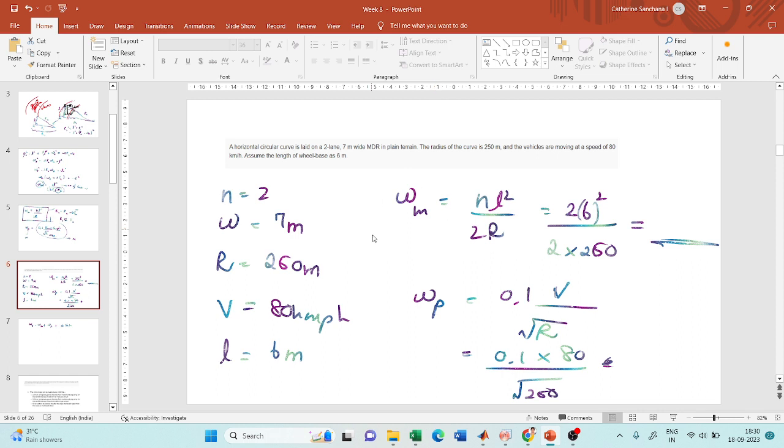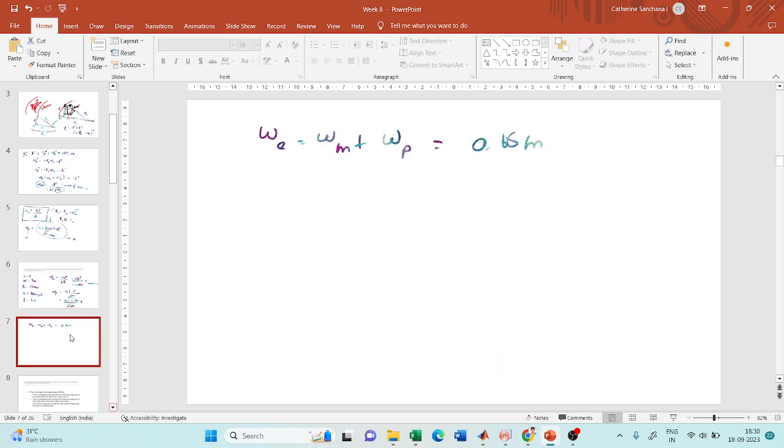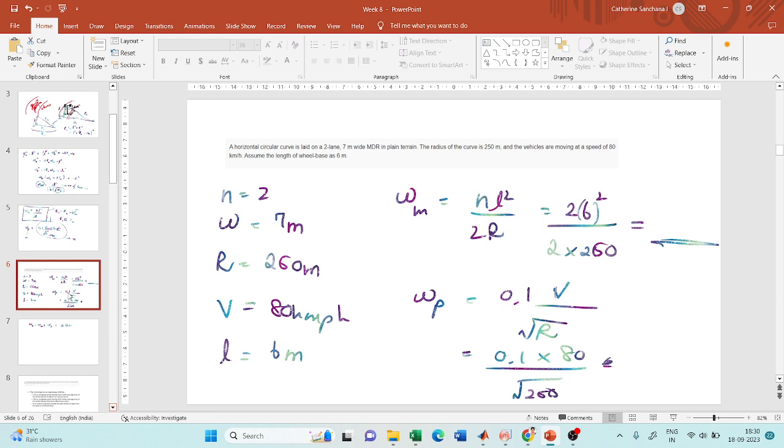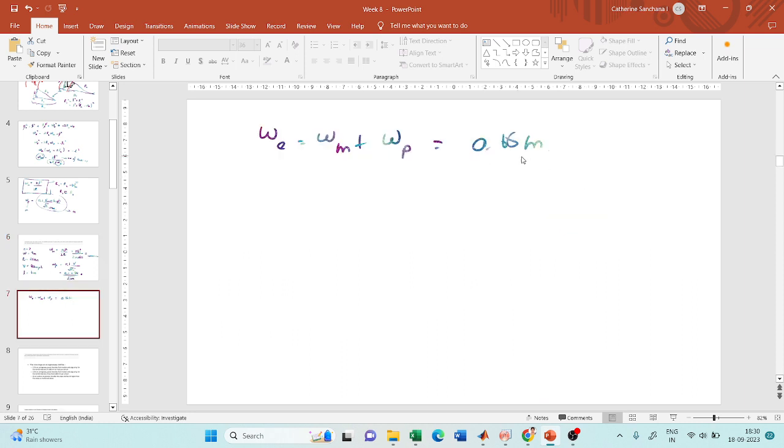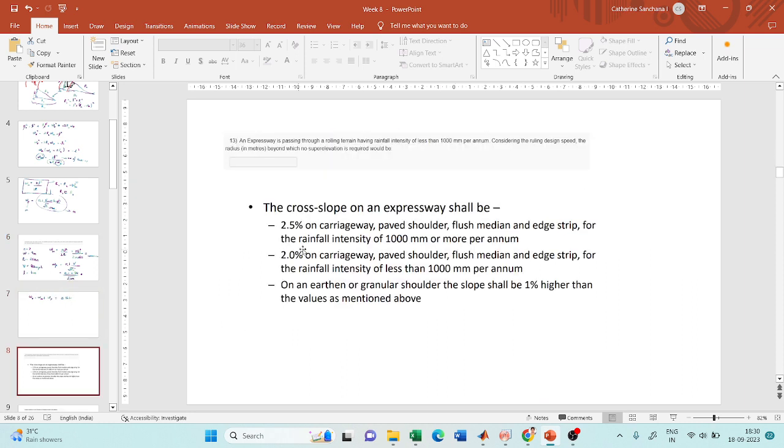For mechanical widening and psychological widening, maybe in the next class, please try to bring calculators. We will solve so that the session will be interactive, because it is not a big question, right? It is just simple math and you have a calculator in your hand. So it will be interactive if you bring a calculator and we will solve the problem together. Okay, so the answer for this is 0.65 meters, right?